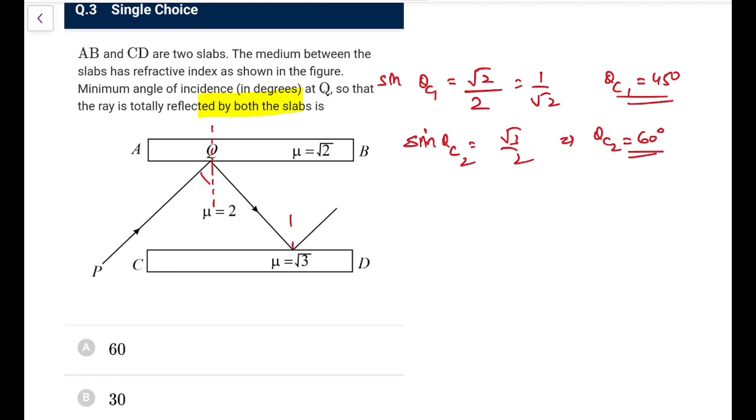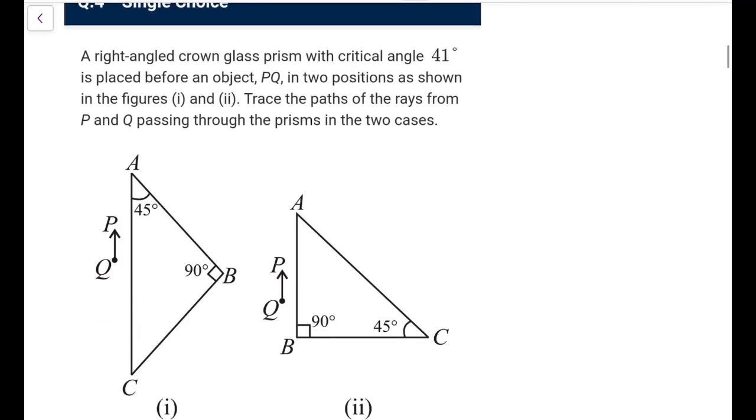So for the ray to satisfy TIR at both surfaces, theta should be greater than 45 here and greater than 60 here. So the better solution for both is that theta must be greater than 60 degrees. So the minimum angle in the limiting case would be 60 degrees.